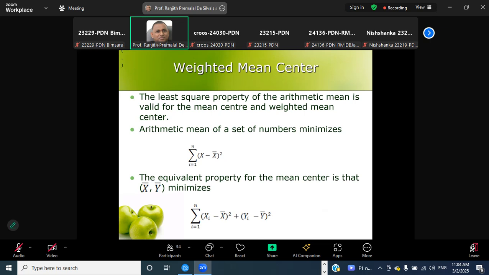So it is not multiplication: (xi minus x bar) squared plus... So you add the least square property of x plus the least square property of y. Because if you take them individually, this is the minimum at the mean center. Xi minus x bar squared is the minimum, and yi minus y bar squared is the minimum. If you take both, these two give the minimum value.